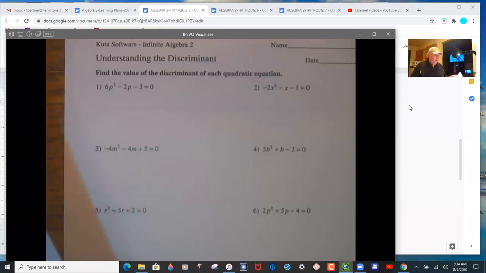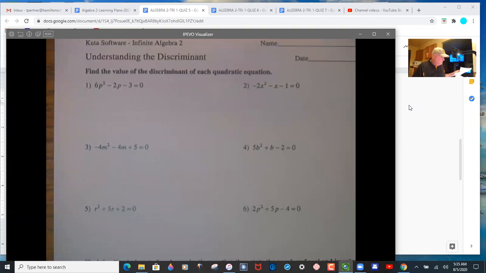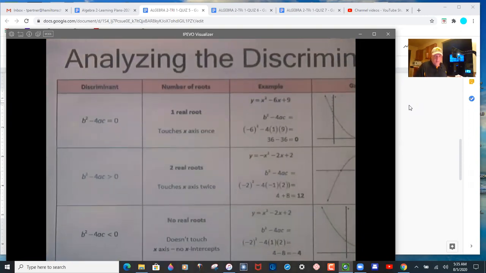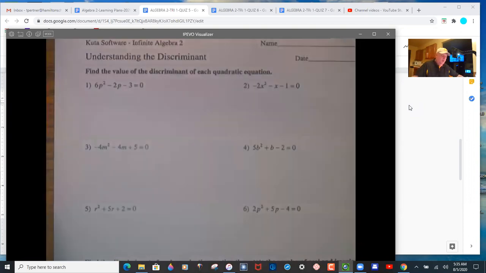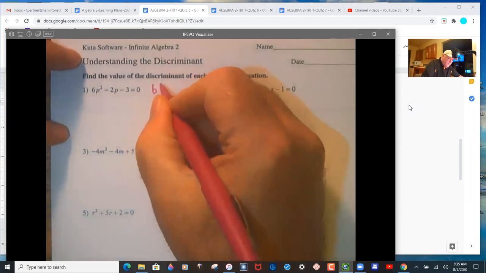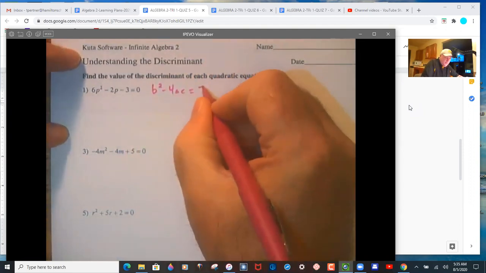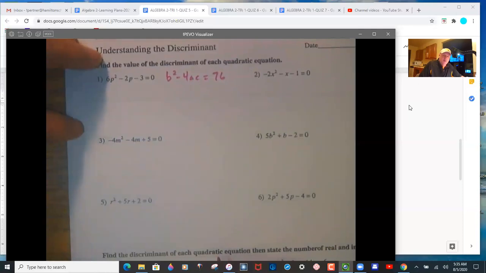This is the third and final assignment of the fifth quiz. So, analyzing the discriminant. What we're doing here, and actually the video will probably help you more than this, is calculating b squared minus 4ac. On this first one, it is 76. And you're going to be able to draw a couple of conclusions.